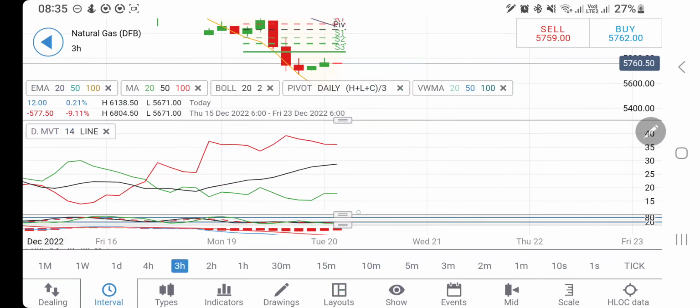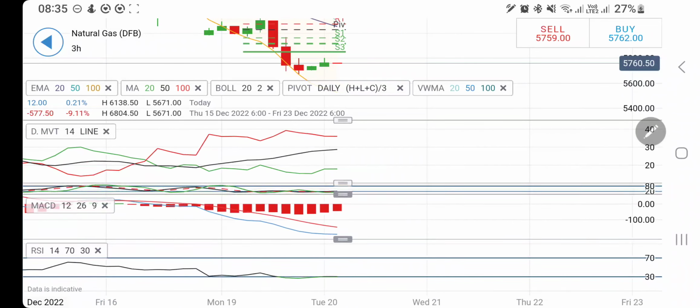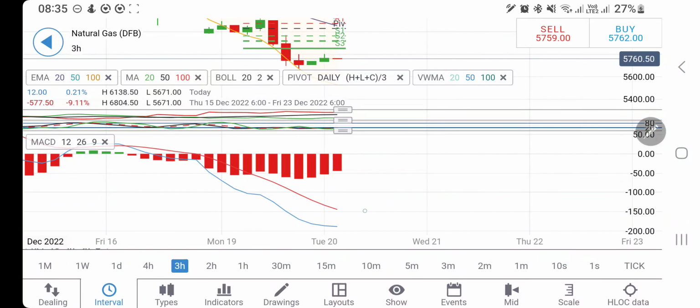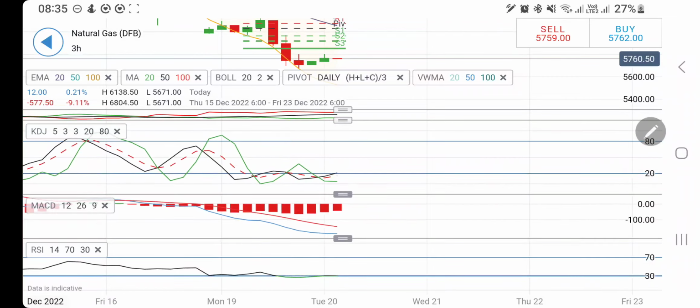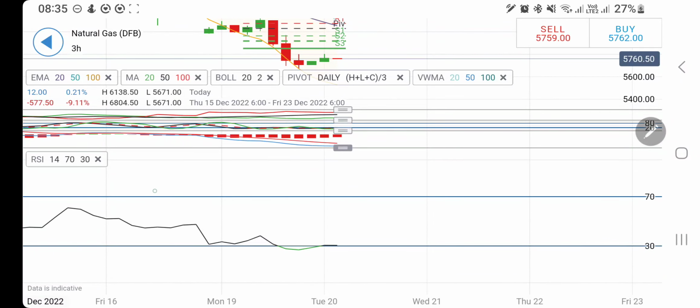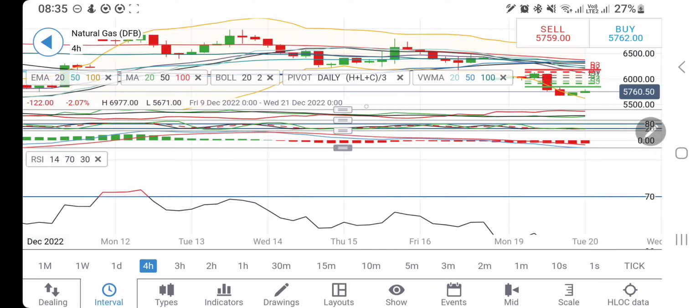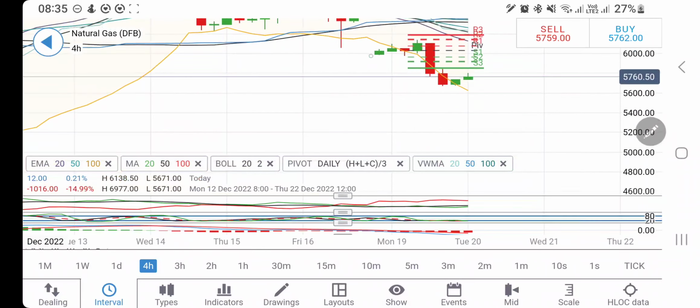And if you look at the directional movement here, it is extremely divergent and bearish. There is a possibility of a rise. The MACD is similarly reflecting the same. The stochastic is also oversold. The RSI is also oversold. This indicates that there is a possibility of a rise.